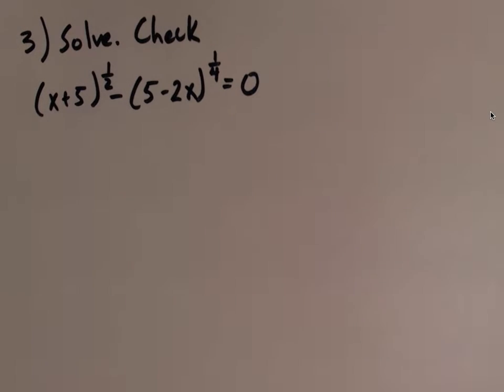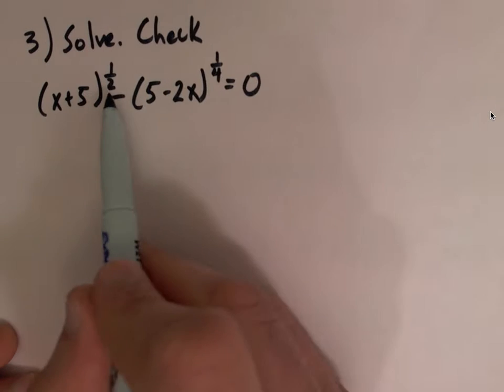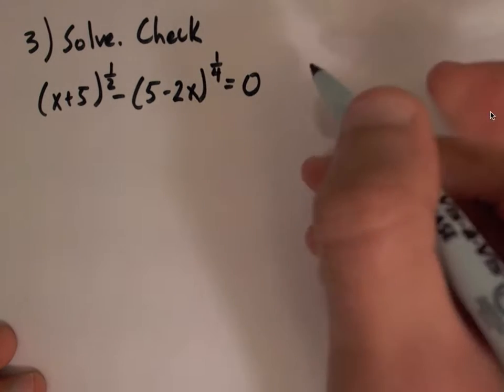All right, let's do one more problem here. This time we have a little bit more difficult problem because we have two different radicals here. We have a square root here and we have a fourth root here. So again, you could write this if you wanted.